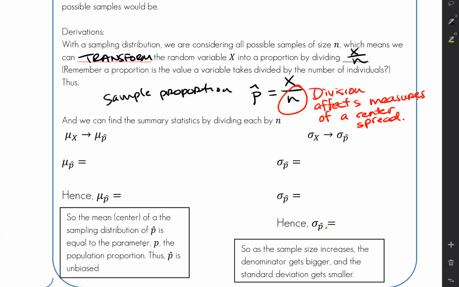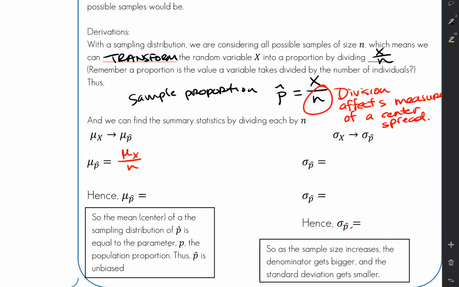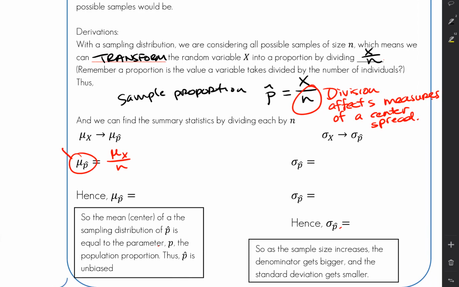Okay, so mu sub p hat is going to be the same thing as taking mu sub x divided by n. Well, let's stop for a second and just talk real quick about what it is that we are looking at here. Mu sub p hat is saying what's the average sample proportion of students that prefer chocolate ice cream. What should that average look like?